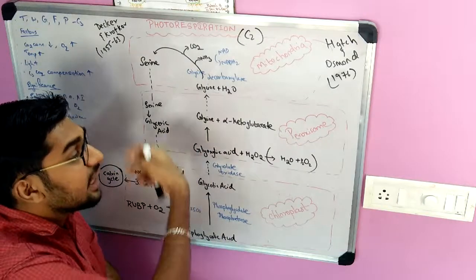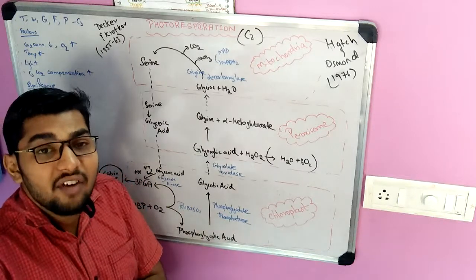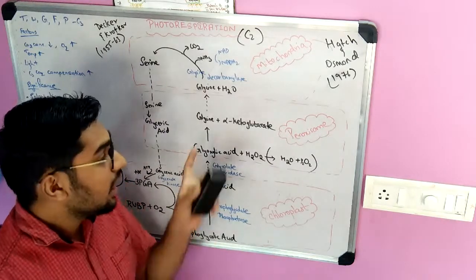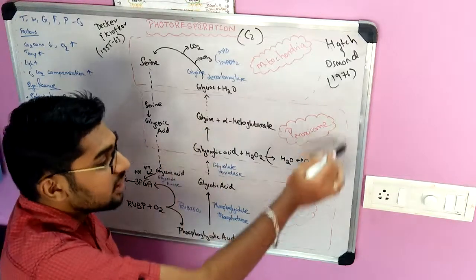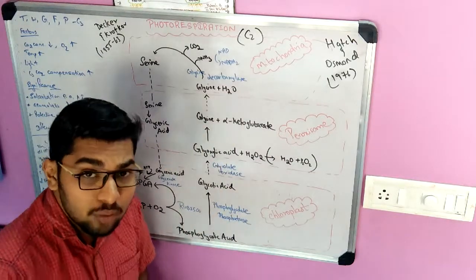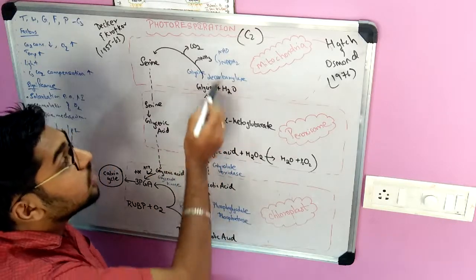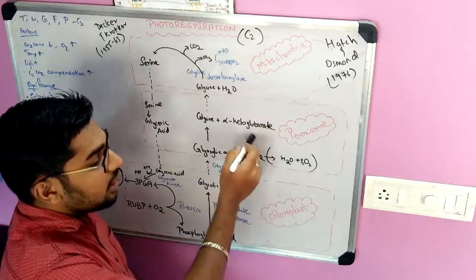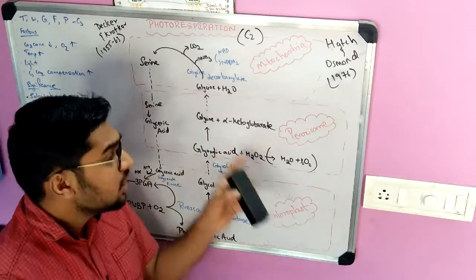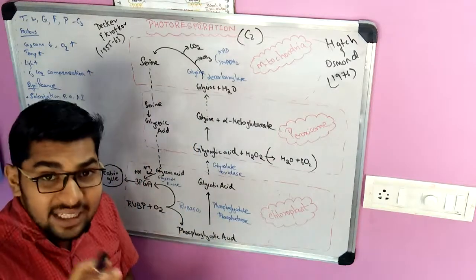Later, this glyoxylic acid is converted into glycine and alpha ketoglutarate. These reactions occur in the peroxisomes. Now the glycine from the peroxisome moves on to the mitochondria and combines with water. Water is formed in almost every step. So glycine combines with water to form serine.